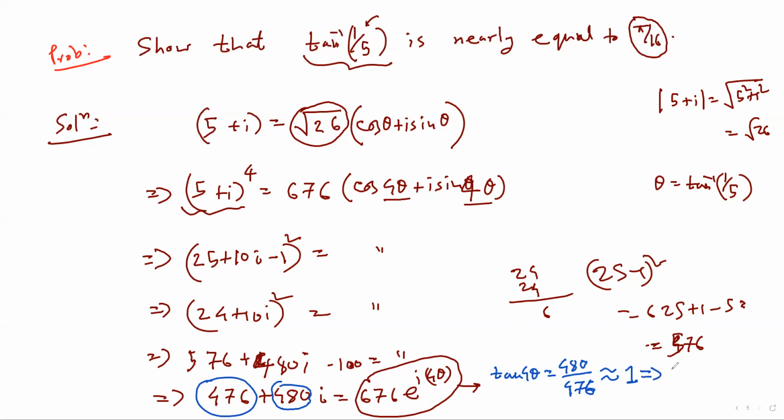So this just means 4 theta is pretty close to pi by 4. Therefore, theta is pretty close to pi by 16, which was the claim that we needed to prove in this problem. Please let me know if there is any confusion anywhere. Otherwise, let me move on with another problem. Let me choose a problem. Let's solve this problem.